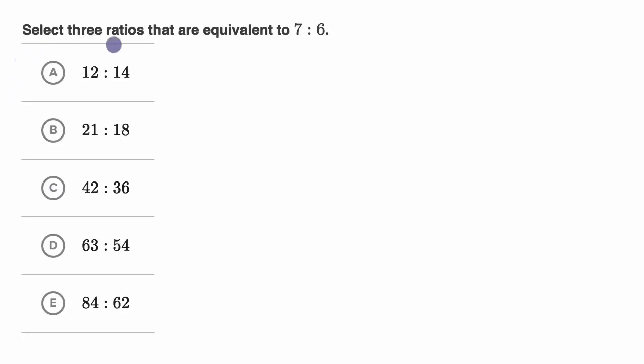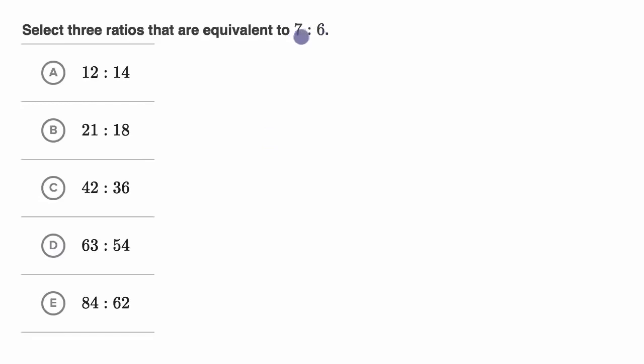We're asked to select three ratios that are equivalent to 7 to 6. So pause this video and see if you can spot the three ratios that are equivalent to 7 to 6. All right, now let's work through this together.